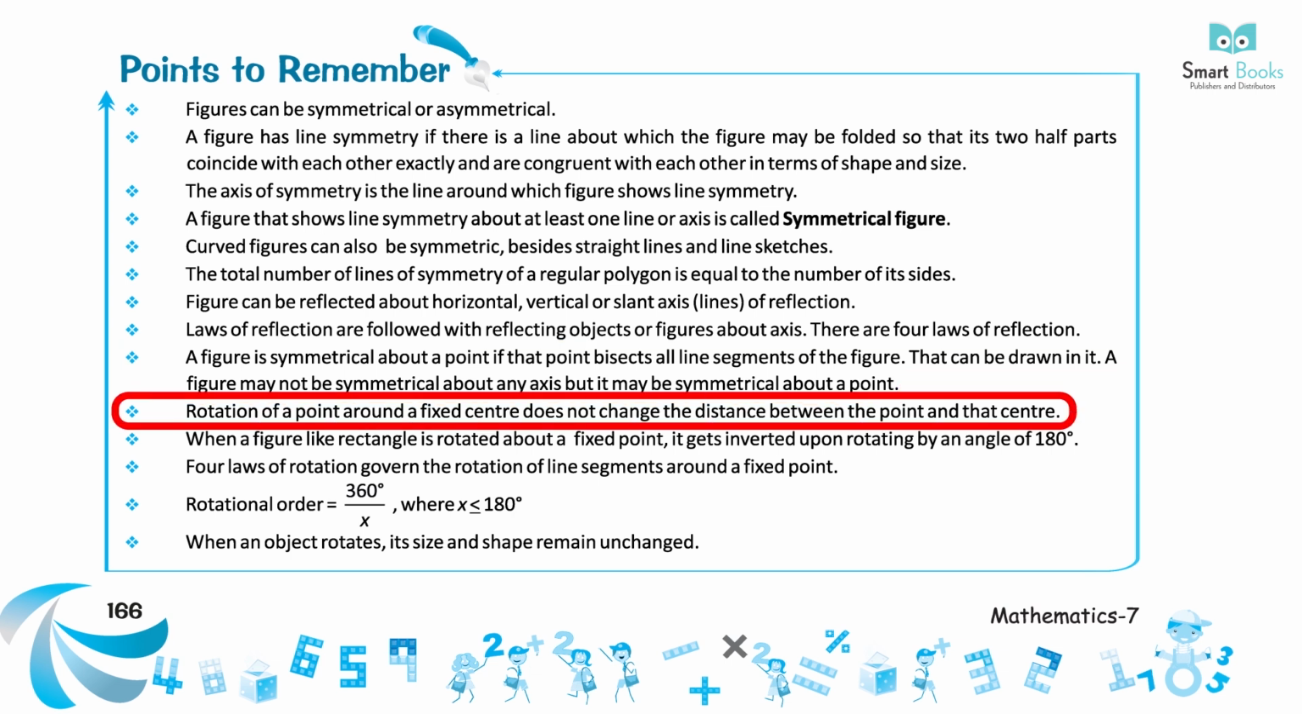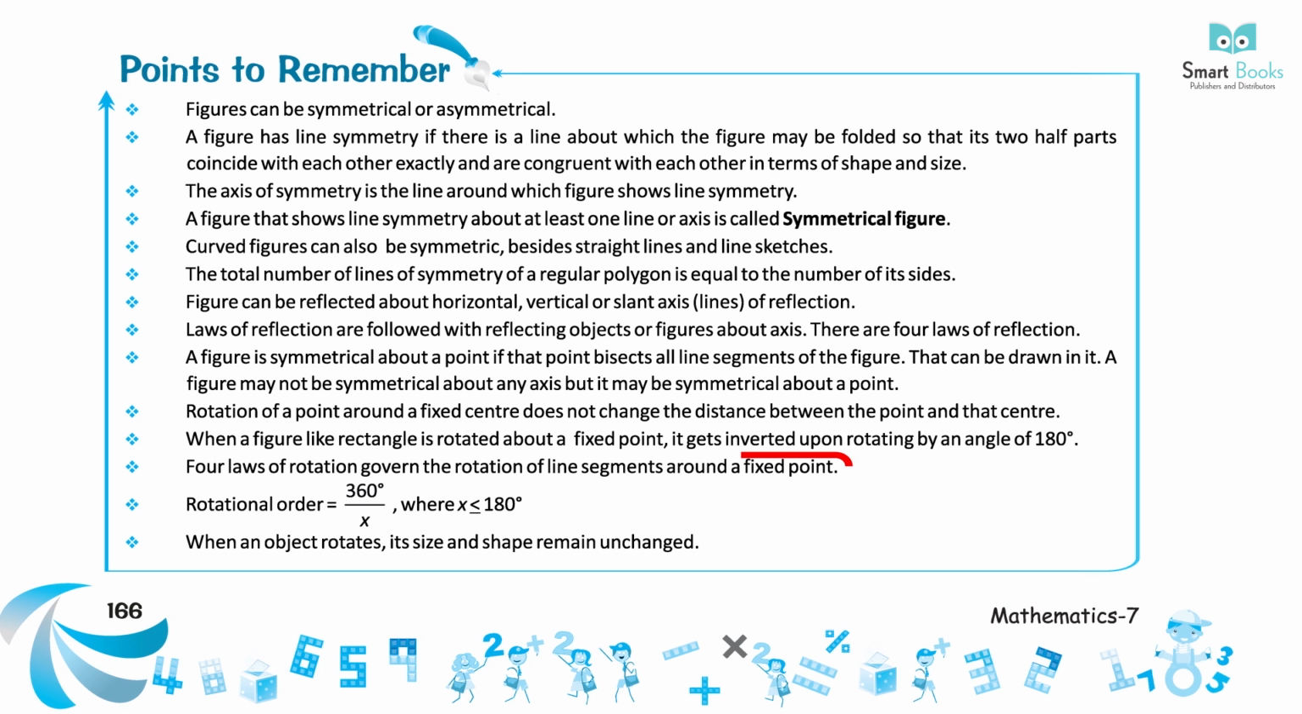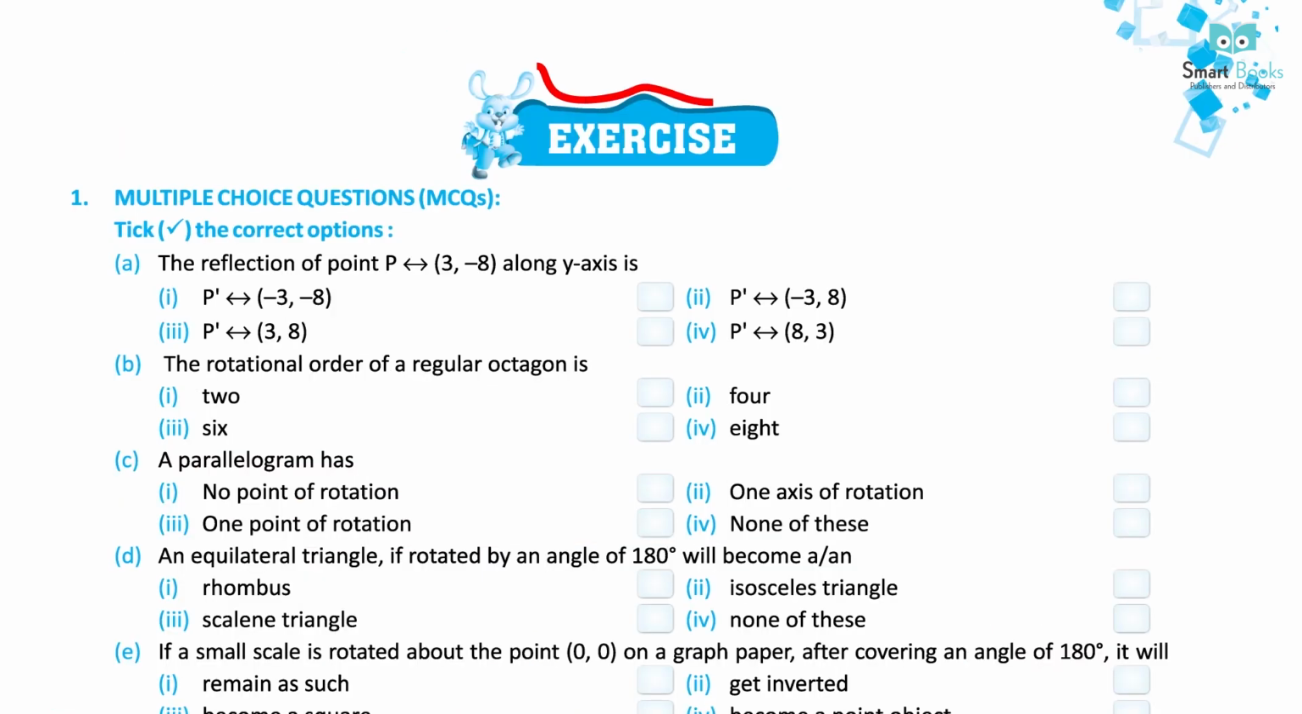Rotation of a point around a fixed center does not change the distance between the point and the center. When a figure like a rectangle is rotated about a fixed point, it gets inverted upon rotating by an angle of 180 degrees. 4 laws of rotation govern the rotation of line segments around a fixed point. Rotational order equals 360 degrees upon x, where x is less than 180 degrees. When an object rotates, its size and shape remain unchanged.